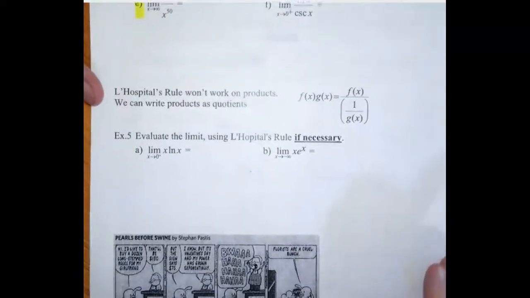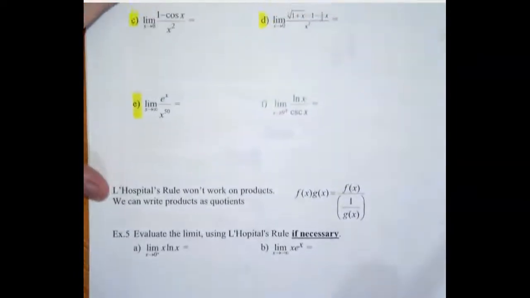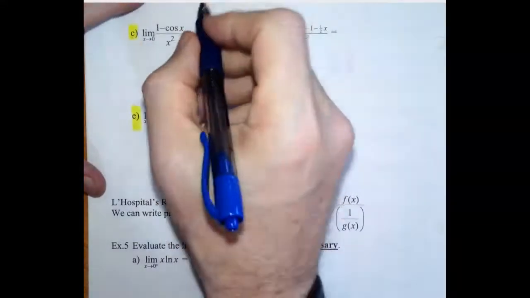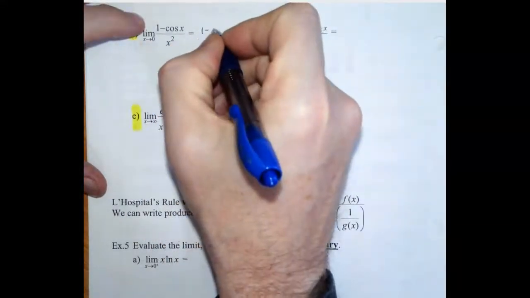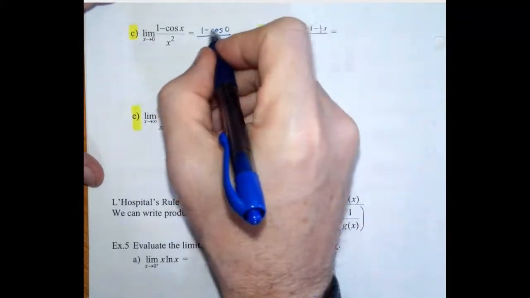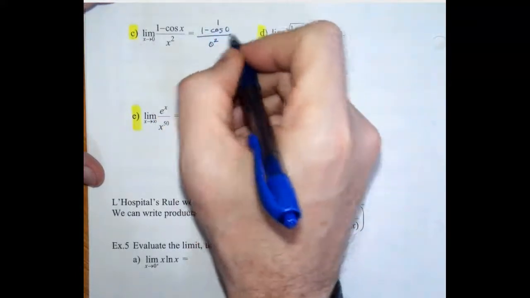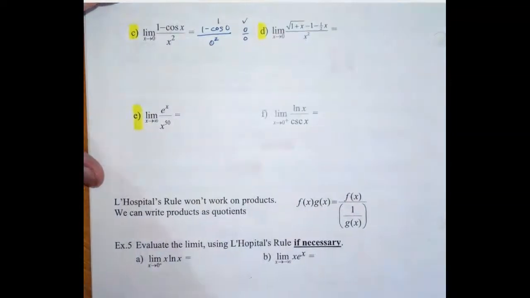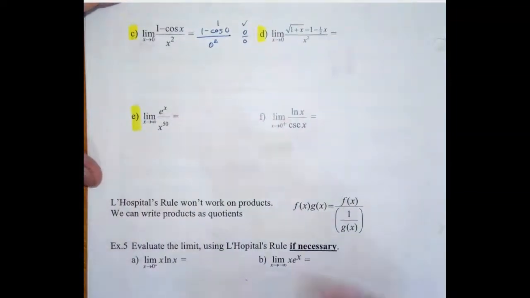So, that's nice. Moving to the next page here. Let's try some of these out again. So, 1 minus the cosine of 0 over 0 squared. The cosine of 0 is 1. 1 minus 1, that's 0 over 0. Check. Make sure you do that step first.